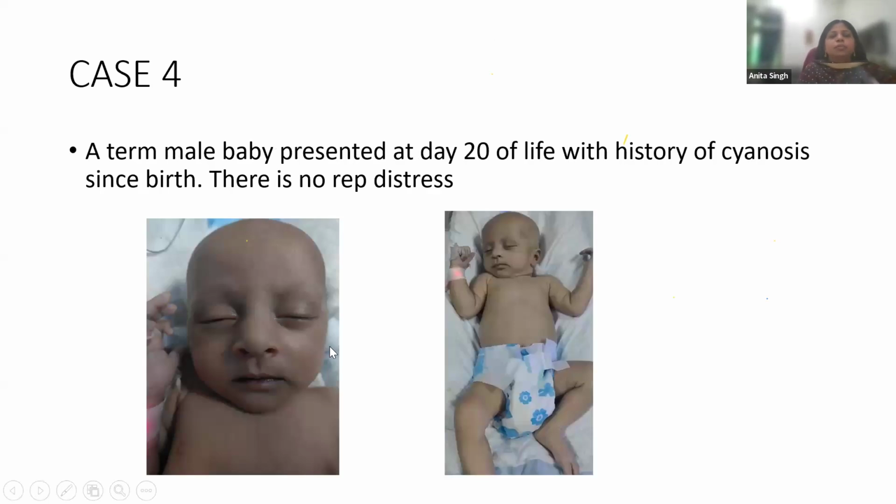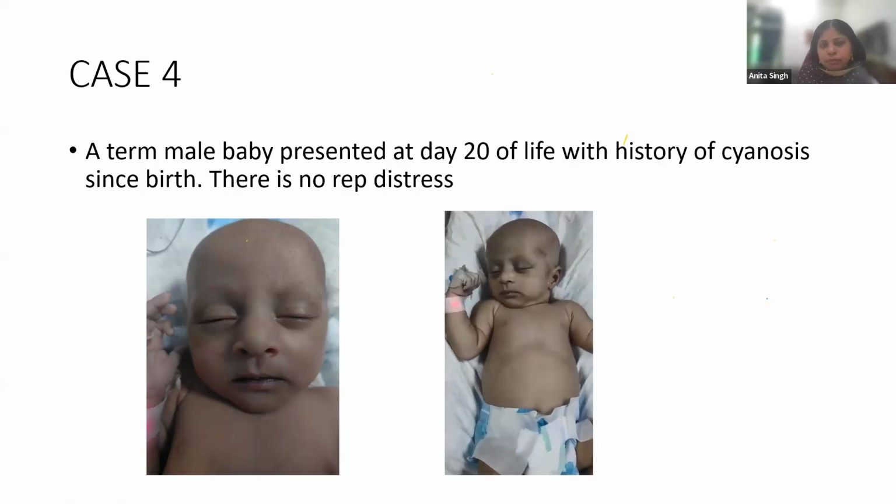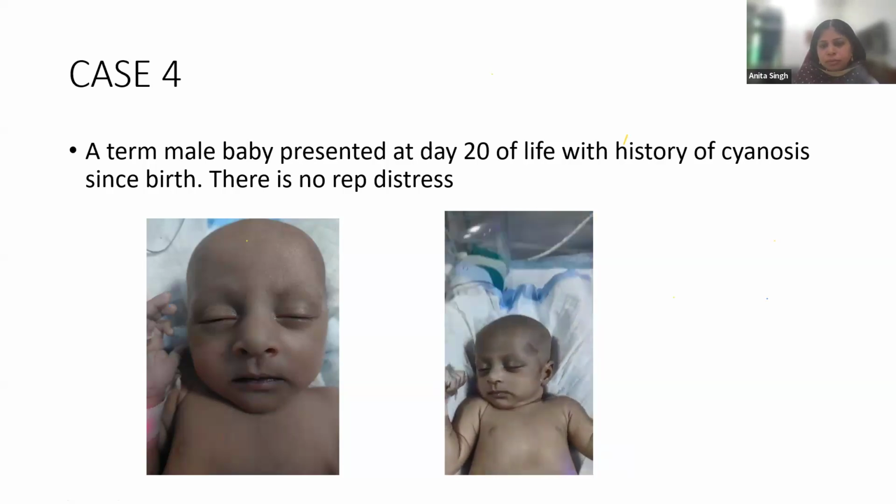This is an important case. This case we just had two weeks back. This is a term baby who presented at day 20 of life with a history of cyanosis since birth. There is no respiratory distress, but the baby was very irritable when the baby presented to us. This was the color of the baby. The baby looked blue and dusky in color. I will just run this video and you can see the video in detail. You can see the saturation is 93%.